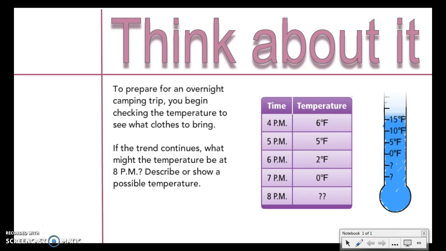Well, I don't know about you guys, but if it's 6 degrees, I am not going to be camping outside. You can count me out. But apparently, in this situation, you want to.